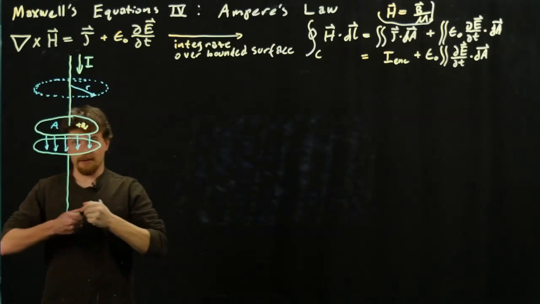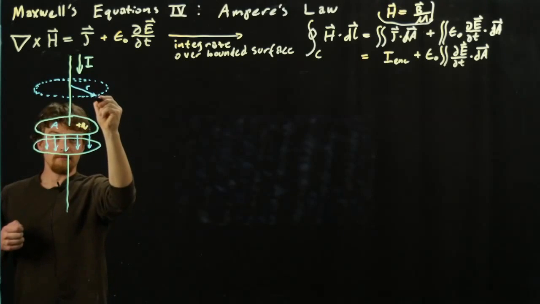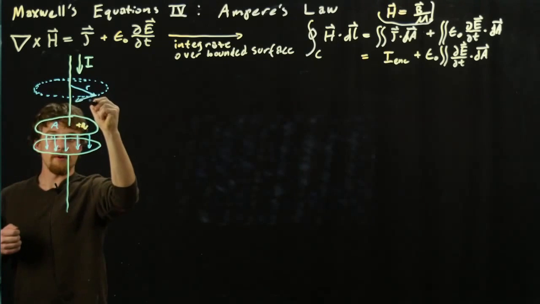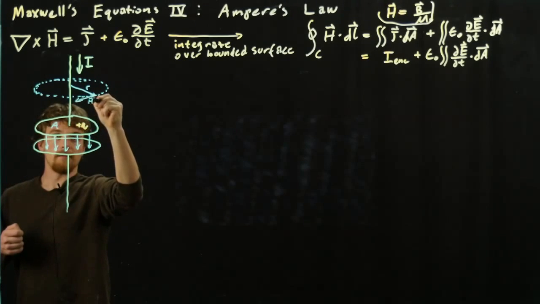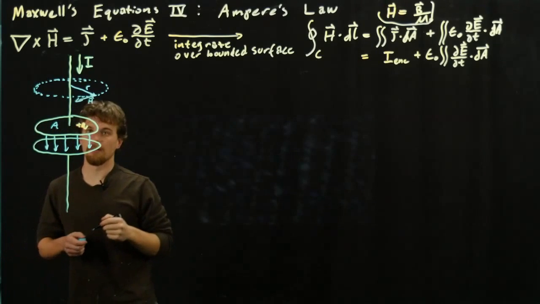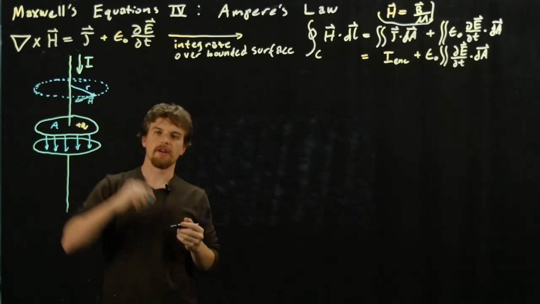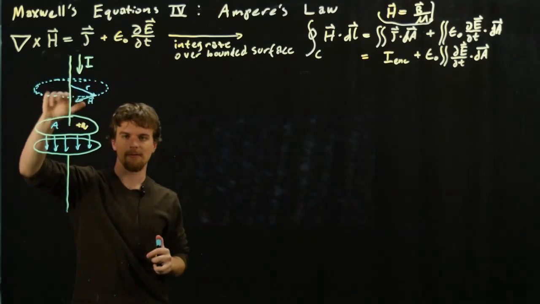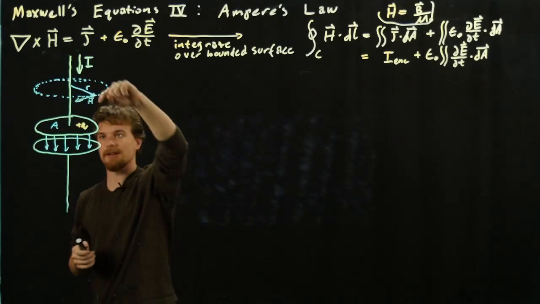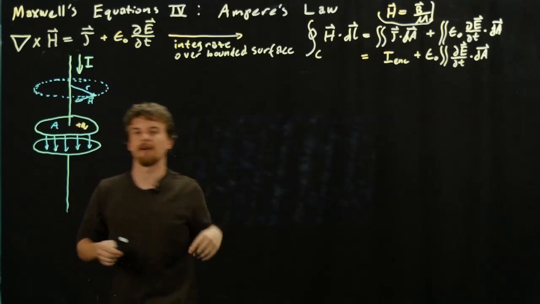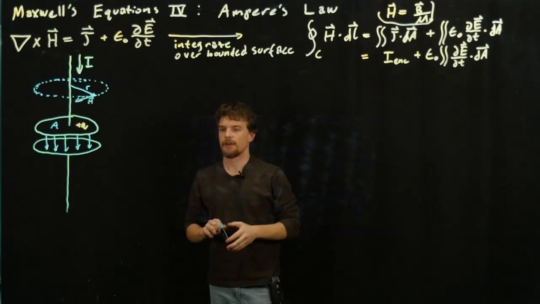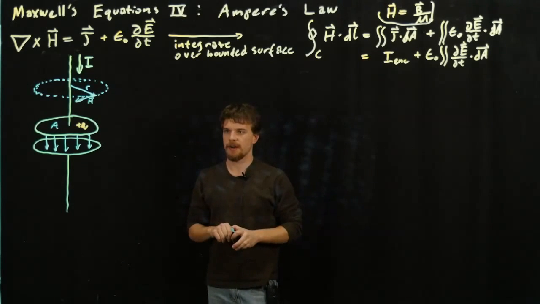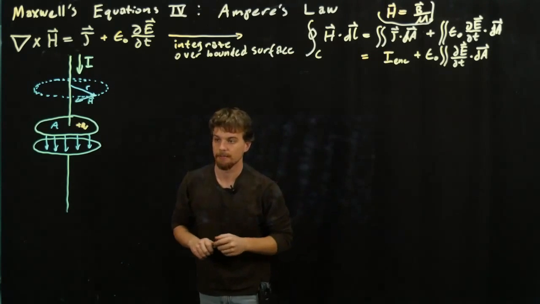In this case, our current's flowing down. Our right hand fingers curl that way, so our H field is going to be pointed like that, and like that. It'll be parallel to the edge of the circle at any point around the circle. Does that make sense? It's really a circular field around this wire. So let's try to find what the magnitude of that would be.